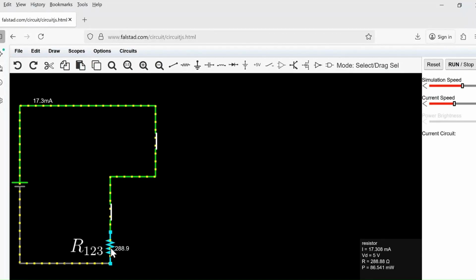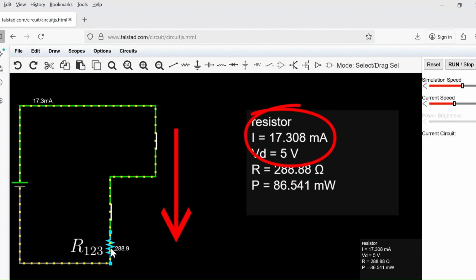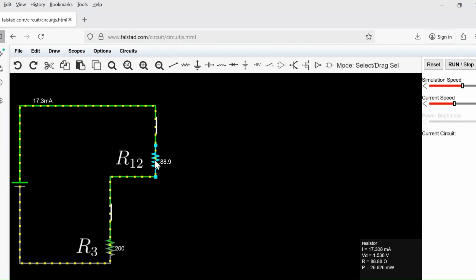Here's how we do it step by step. Time to recall Kirchhoff's laws. In a series connection, the current is the same through all components in that branch. So, the current through R3 is equal to the total current. I3 equals 17.308 mA.